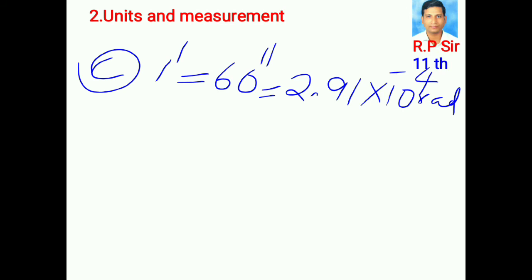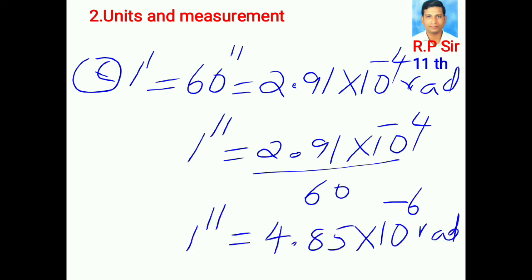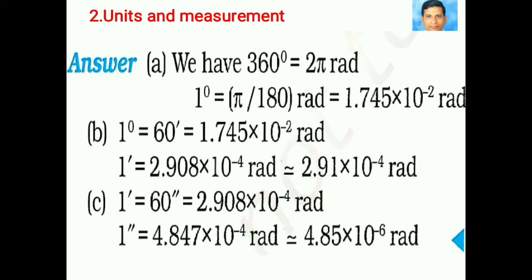Let us find the second value in terms of radians. As we know, 1 minute equals 60 seconds equals 2.91 into 10 power minus 4 radians. Therefore, 1 second equals 2.91 into 10 power minus 4 by 60. Therefore, 1 second equals 4.85 into 10 power minus 6 radians. So, this is the solution of the problem.